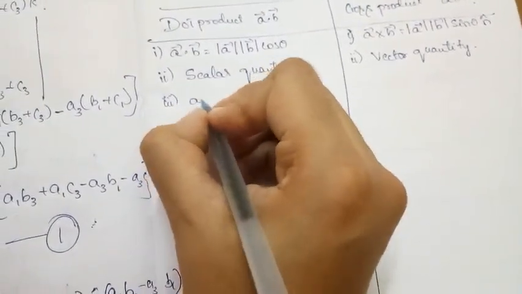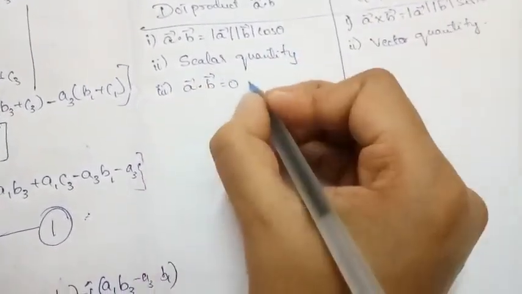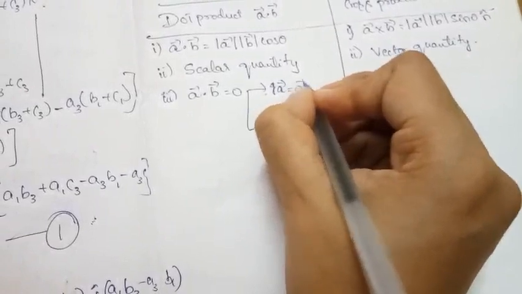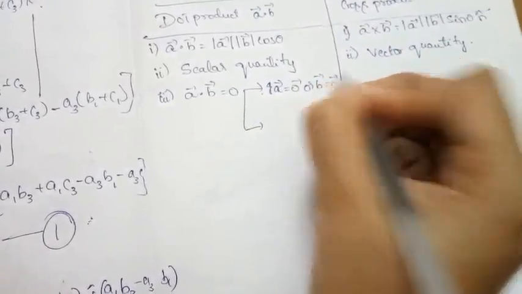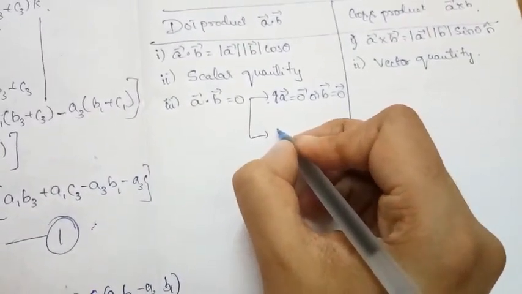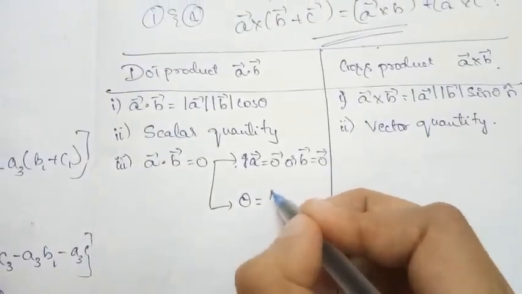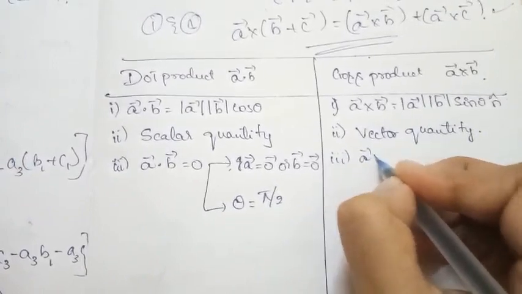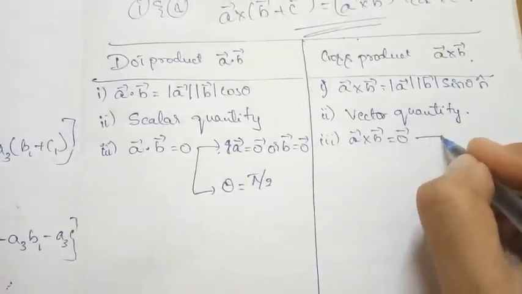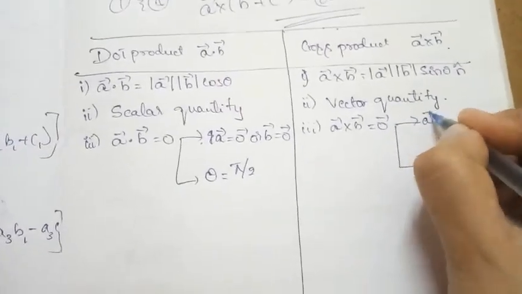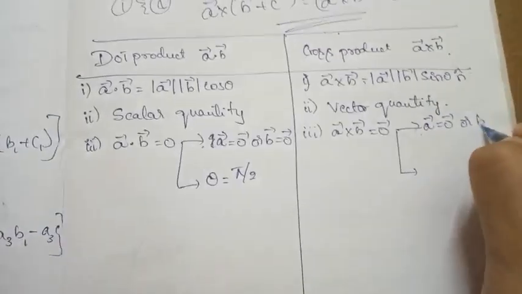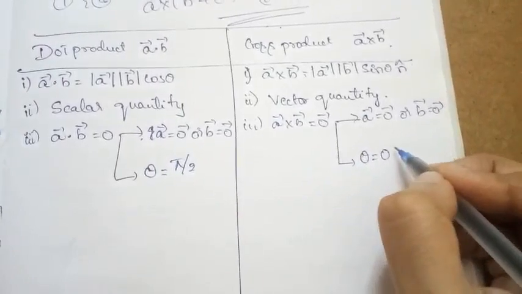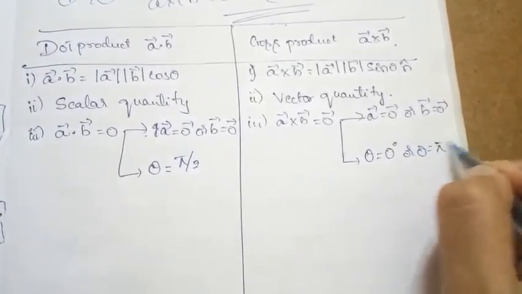Suppose vector A dot vector B is equal to 0, then we have two possibilities: either vector A is the zero vector, or vector B is the zero vector, or theta is equal to pi by 2, that is 90 degrees. Again, for the cross product, if vector A cross vector B is equal to the zero vector, here also we have two possibilities: either vector A or vector B is the zero vector. If they are non-zero vectors, then theta is equal to 0 degrees or theta is equal to 180 degrees.